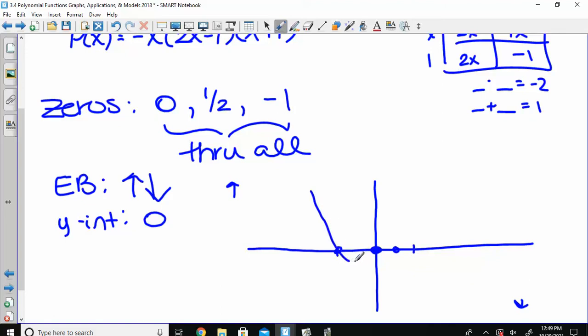So if we draw that, we're coming down, we said we went through. You have to come back to hit your next 0. We went through. So it looks something like this.